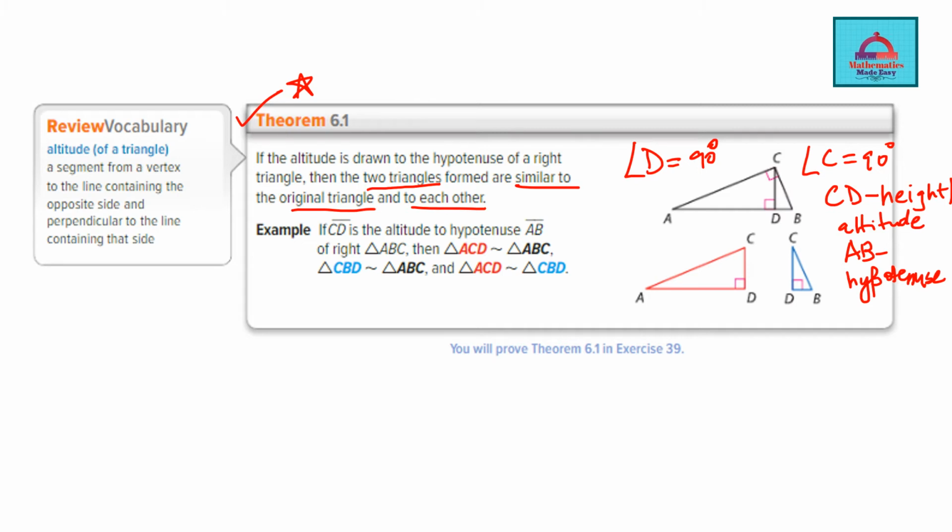So if CD is the altitude to the hypotenuse AB of the right triangle, then triangles ACD and BCD are also similar. Both of them are similar to each other, and they're also individually similar to the original big triangle ABC. So that's the theorem. You actually get three pairs of similar triangles. Now I will show you how the question will come in your exam.